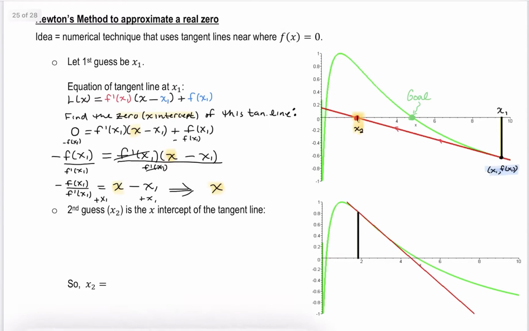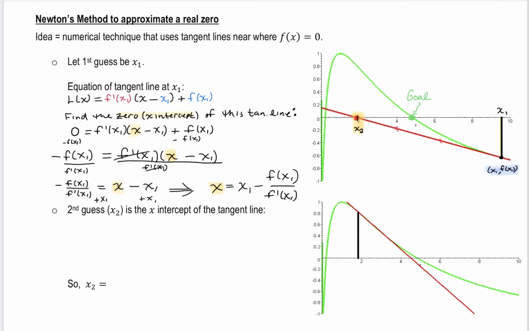Okay, that is equal to, we just added over the x sub 1 and then minus the f of x sub 1 divided by the f prime of x sub 1 that was already there. That is now our next guess, is this x-intercept.